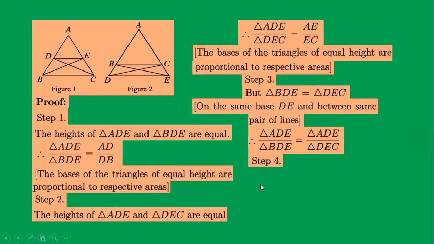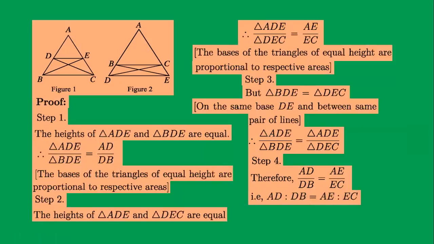Step 4: therefore, we can write AD by DB equals AE by EC. That is, AD ratio DB equals AE ratio EC. Hence, this theorem is proved.